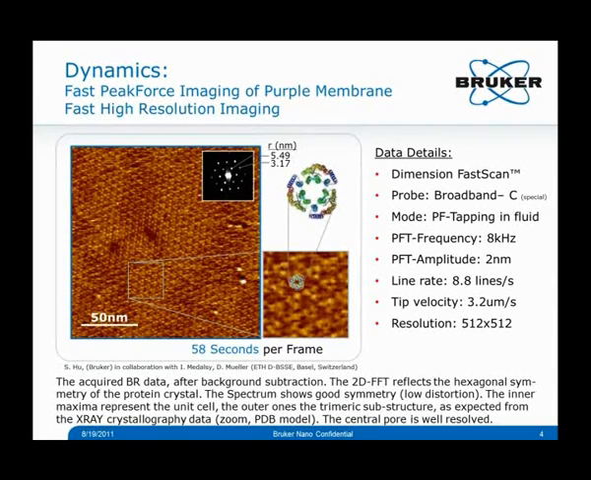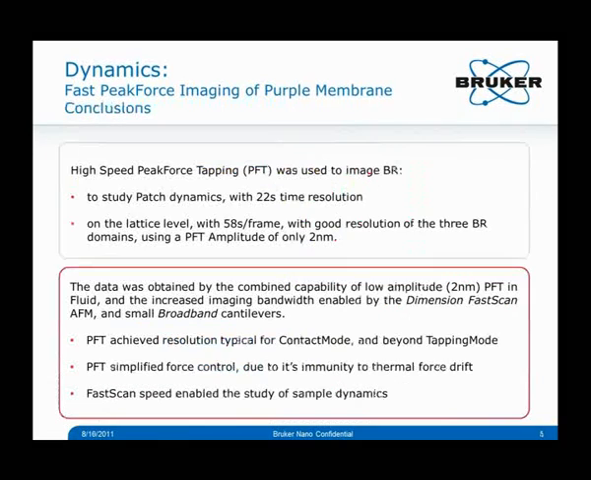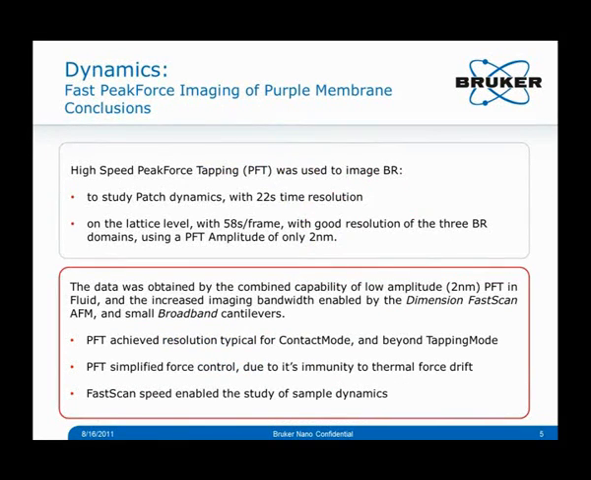The resolution is clearly beyond that achievable by TappingMode, and may be comparable to most efforts done in ContactMode on these samples. And history will then show, ultimately, if PeakForce tapping actually has any disadvantage with regard to resolution compared to ContactMode on these samples. At the same time, of course, it has the much higher ease of use and robustness. So we are summarizing all of this in the conclusions.